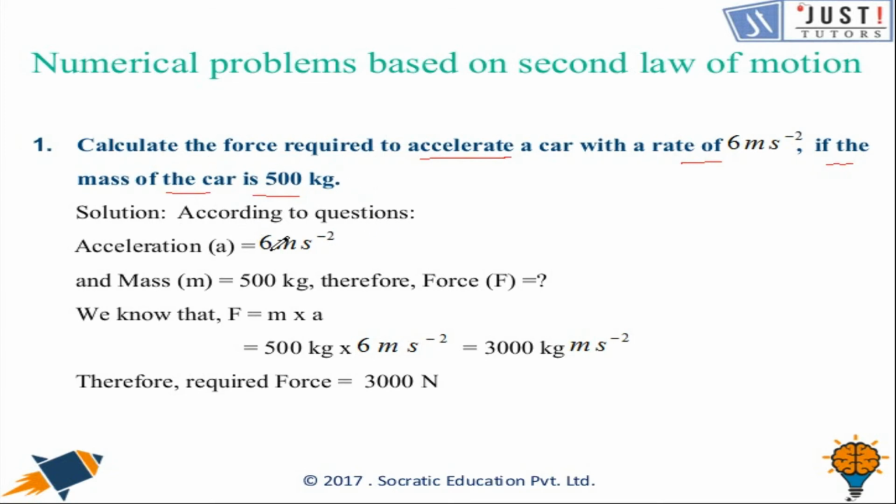So according to the question, we have acceleration a is 6 meters per second square, mass of the car is 500 kg. We need to find force. We know the formula, that is F is equal to m into a. So 500 kilograms into 6 meters per second square will give us 3000 kilogram meter per second square. Therefore the force will be 3000 Newton.